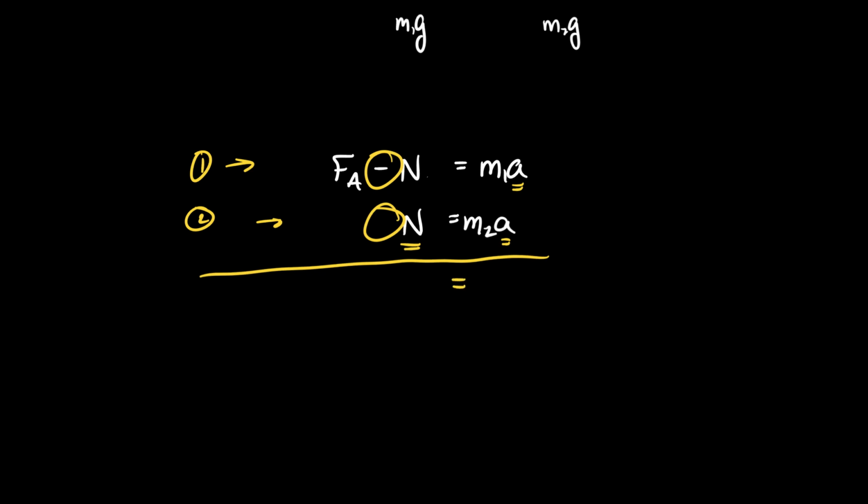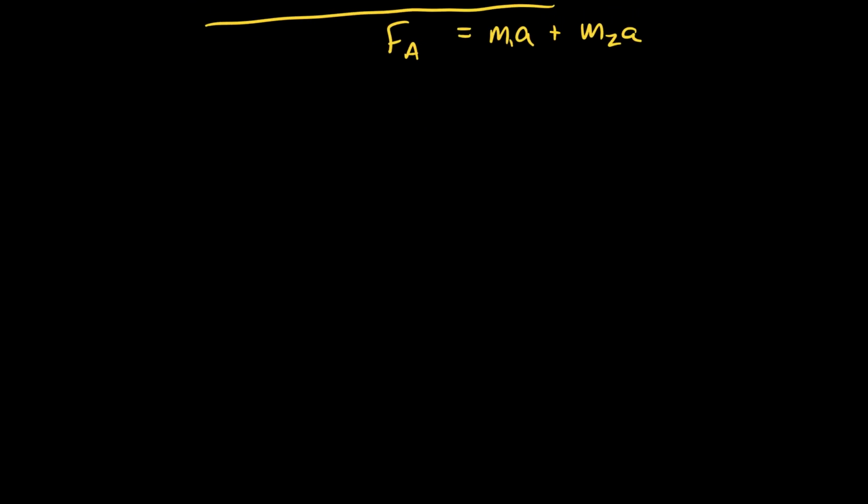I'm doing that because I know that I have a positive N and then negative N. And if I add these two things together, those will just cancel out. When I do that, I will get just the applied force on one side. On the other side, I'll get m1a plus m2a. Now pay attention, this is important. And I don't say this lightly. Factor out the a.